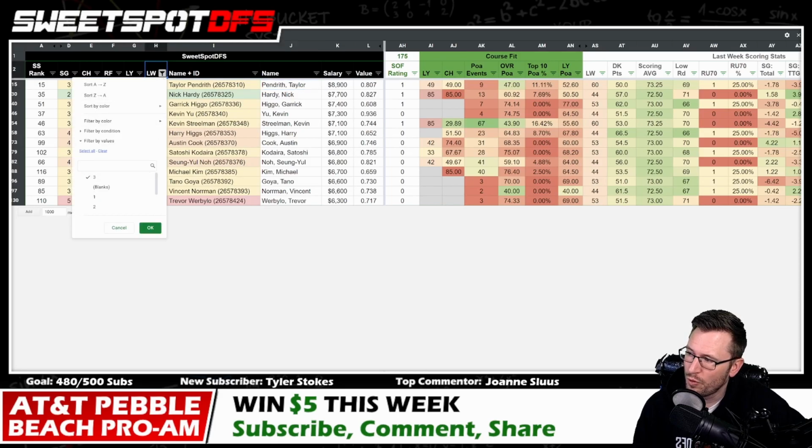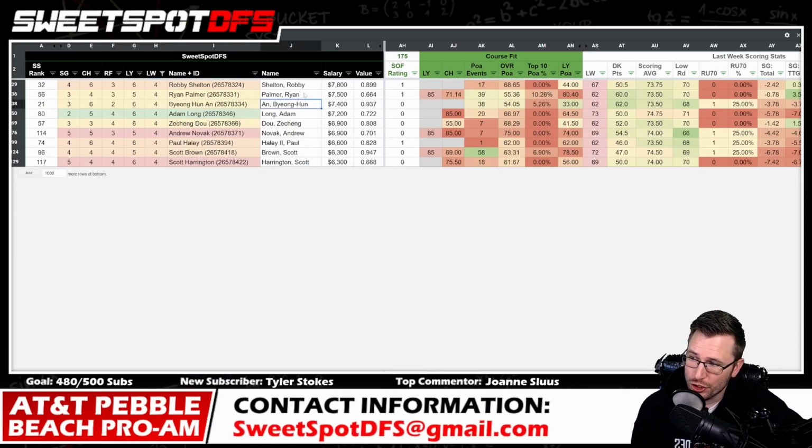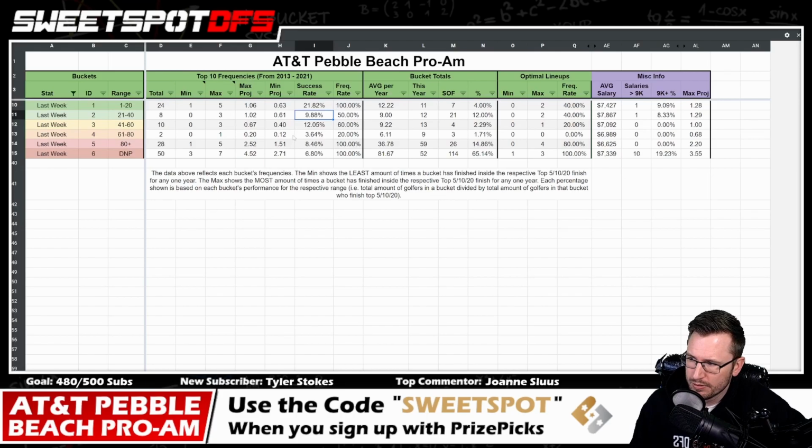Let's go to our last week 4s. This rounds out the 0 to 2 projections. And no real notable names here. I mean, Ben An, sure. Robby Shelton, sure. This has always been a bugaboo bucket. That 60 to 80 range, doesn't matter if it's a last year finish or if it's a last week finish, never produces top 10 finishers. Like, I shouldn't say never. It rarely does. So keep that in mind.